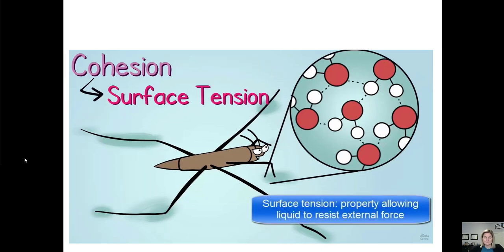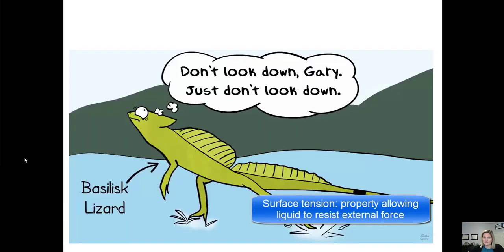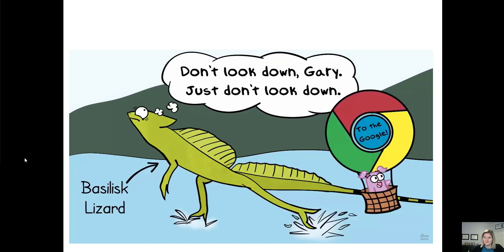Water actually has quite a bit of surface tension compared to many other liquids. And it's not just water striders that can walk on water. There are a lot of insects, spiders, and even larger animals like reptiles and some birds that have the ability to walk on water. So, to the Google for that.